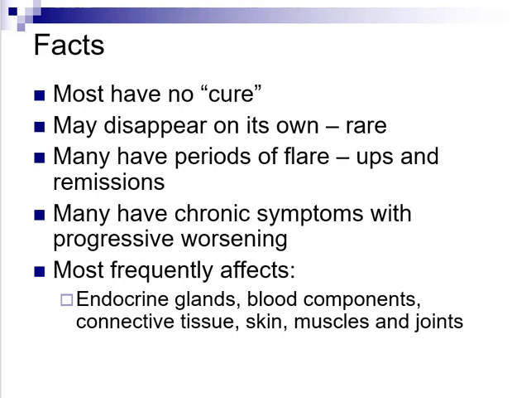So here are some facts. Most have no cure. They can disappear on their own, which is rare. They can have periods of flare-ups, meaning the person is currently struggling with the symptoms of an autoimmune disease, and remissions, meaning it's kind of gone to sleep. The person is not suffering from any symptoms of the disease process. Many have chronic symptoms that can, over time, get worse. Most autoimmune disorders most frequently affect our endocrine glands, our blood components, our connective tissue, skin, muscles, and joints.